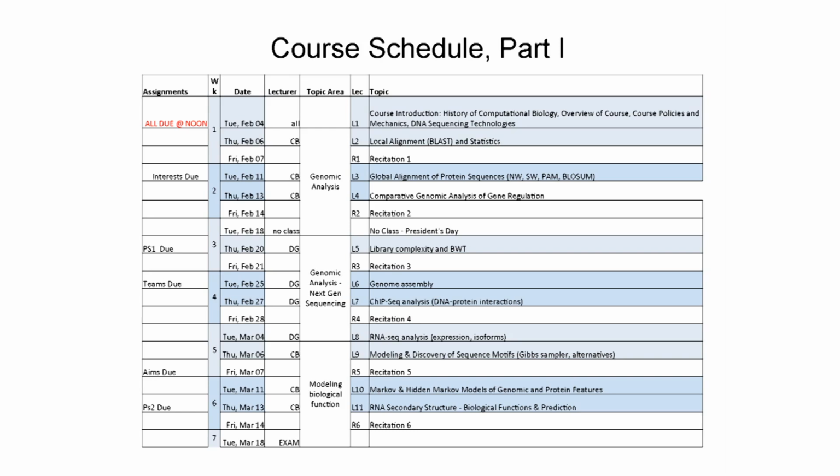Each of the instructors is going to briefly review their topics. I won't go through all the titles here, but please note on the left side that the assignment due dates are marked. They're all due at noon on the indicated day, and some of these are problem sets. For example, problem set 1 will be due on Thursday, February 20th at noon.